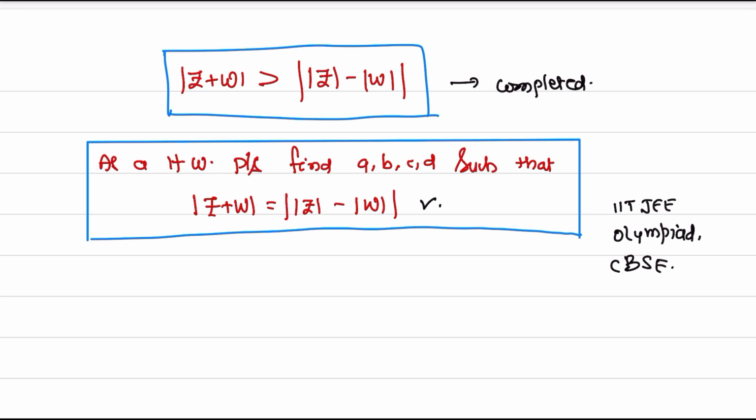Circle. Argument. In complex plane, what is the argument? Circle, Argand, and argument. We'll discuss these things in the next class.